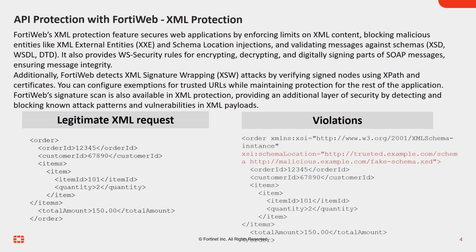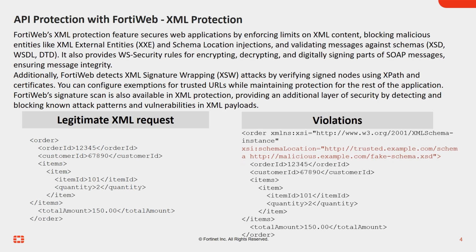In this case, an attacker sends an XML payload containing a malicious schema location attribute, attempting to redirect schema validation to an untrusted source. FortiWeb validates the schema location attribute and blocks requests that reference untrusted or malicious schema locations.